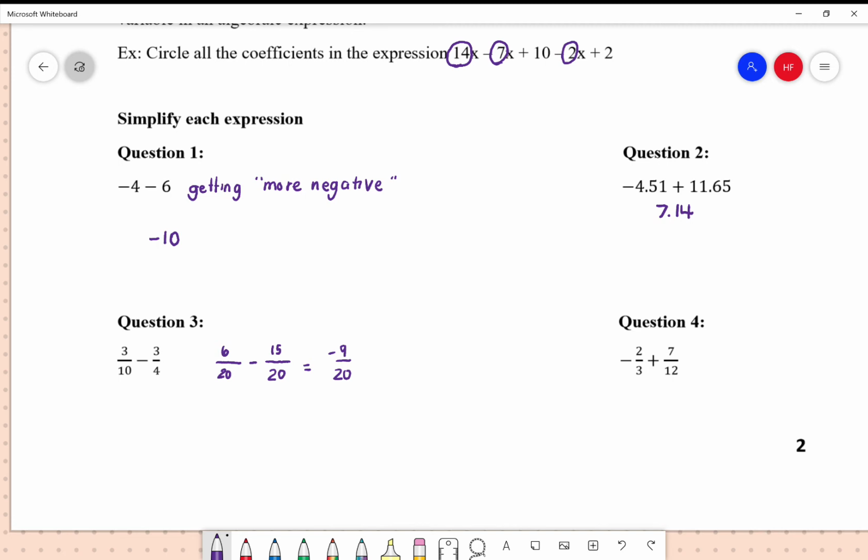And then on question 4, we have the same thing where we have to find a common denominator. So we're going to say 12. So we have to multiply by 4, so -8/12 plus 7/12. So we have -8 plus 7, which is -1.